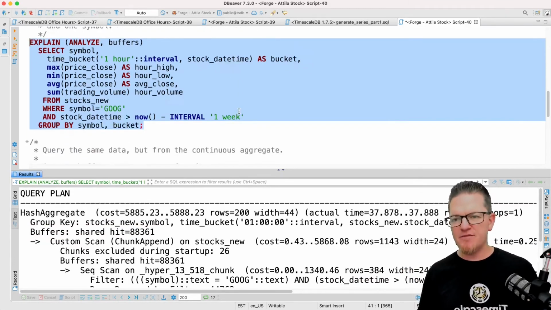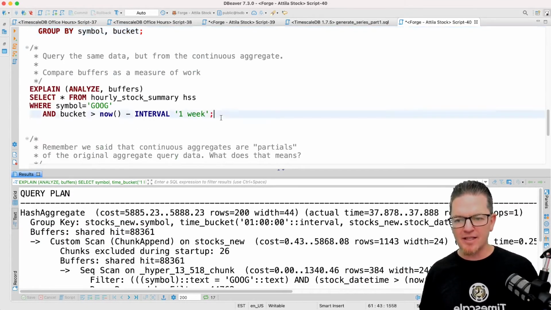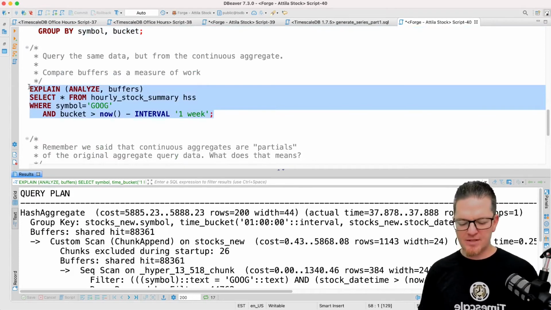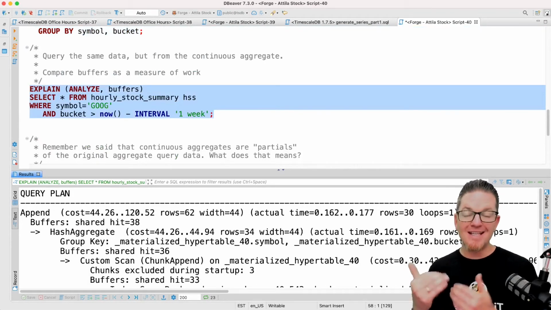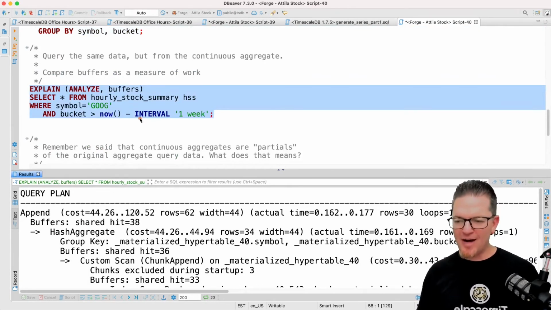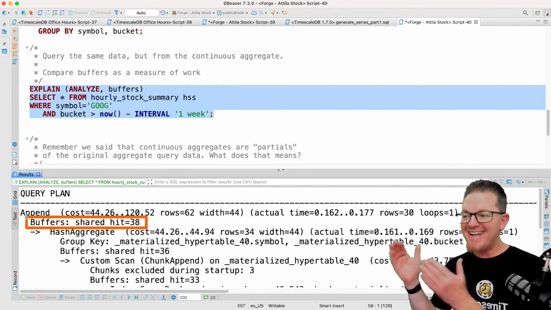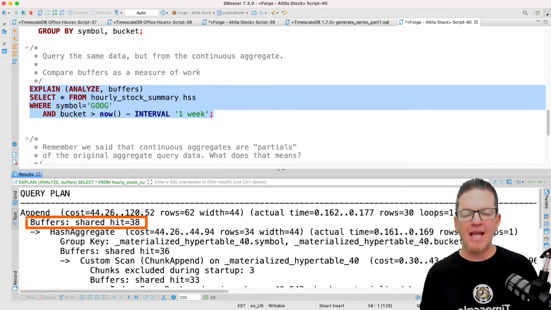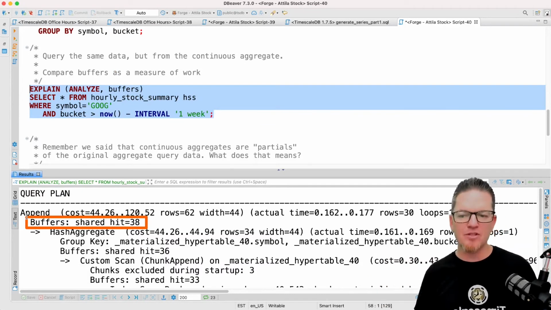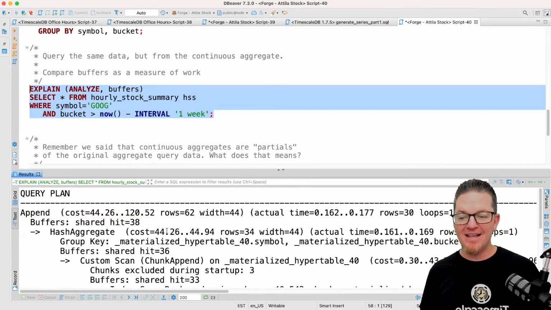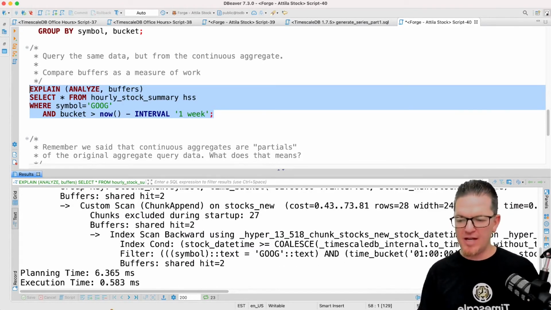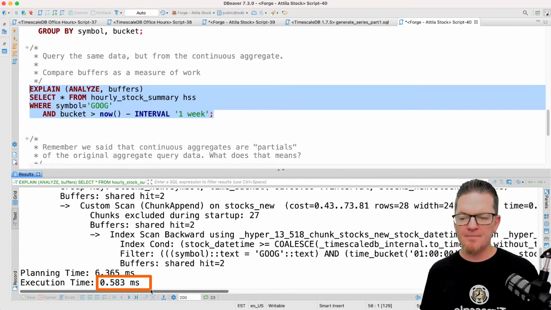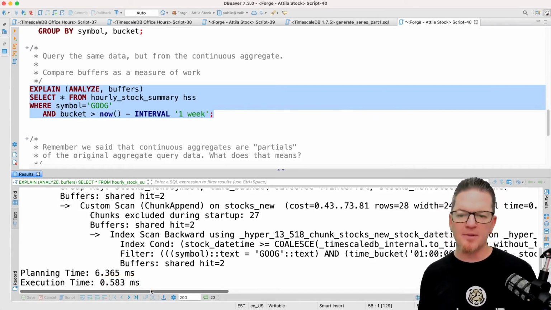If I take the exact same filters against my continuous aggregate, you'll see that I do significantly less work. Now, I only had to look at 38 pages of data. 90,000 to 38 just to get the exact same result. Not only that, we are now sub-millisecond. We are now half a millisecond to get the result. All right? So this is a huge benefit for you and your application.